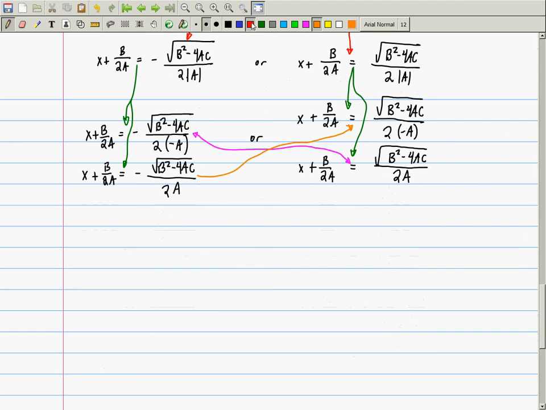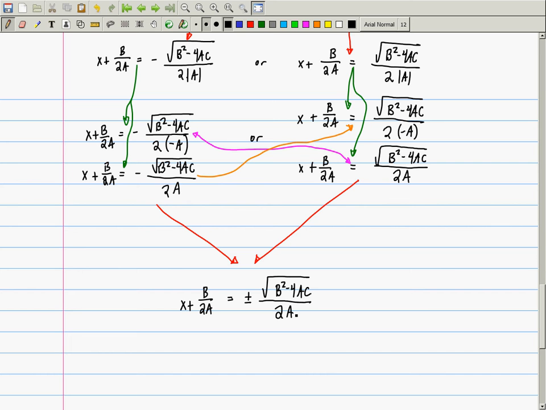So then there's only two possibilities. Altogether, the possibilities become the following. So, x plus b over 2a is equal to plus or minus the square root of b squared minus 4ac divided by 2a. Okay, so those are the two possibilities.